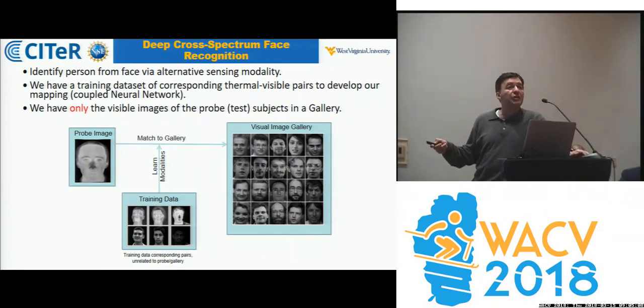Since we are going to use deep learning, I need some training data. So you are also given training data, pairs of images of different IDs. For every visible image, you have the thermal. We're going to use only the training data to train my deep learning model, and then we're going to test it on our probe, the thermal probe.